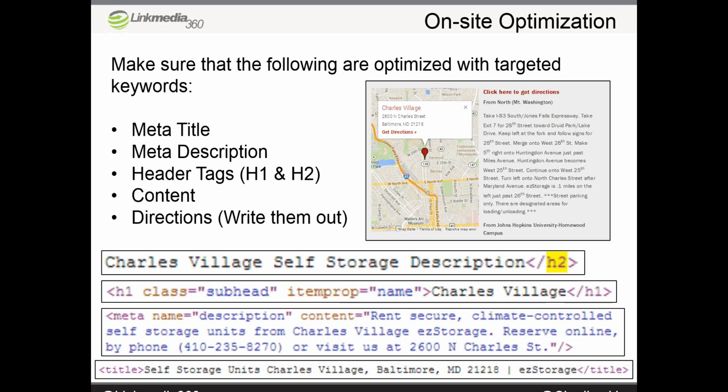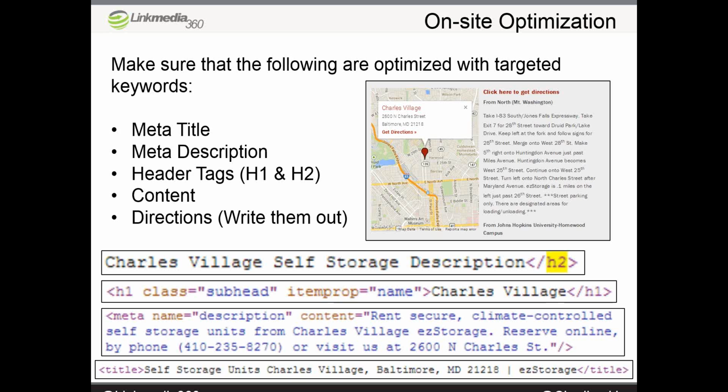All the header tags include information about the location. So for Charles Village, the H2 is Charles Village Self-Storage. The meta description includes, again, location information. And then the title as well is self-storage units in Charles Village. So we aren't necessarily stuffing these variables with keywords. We're really just making it super clear to the user and search engines what this page is about. I'm not encouraging you just to put keywords into these variables and not look at the actual usability.